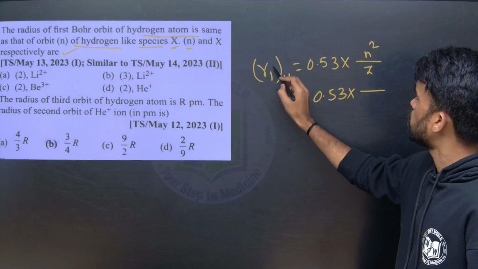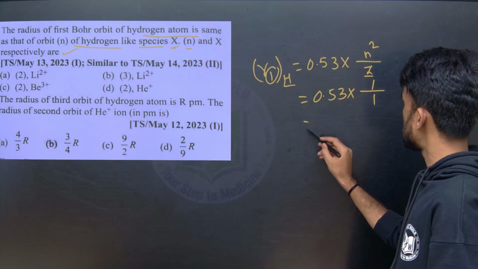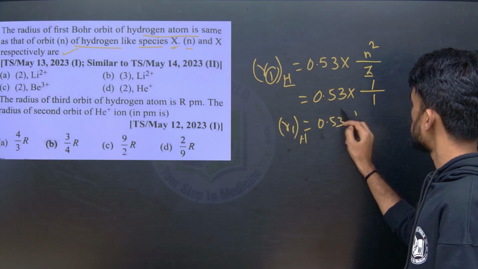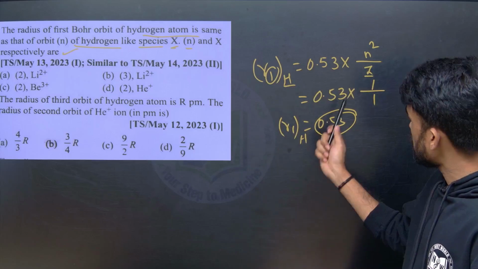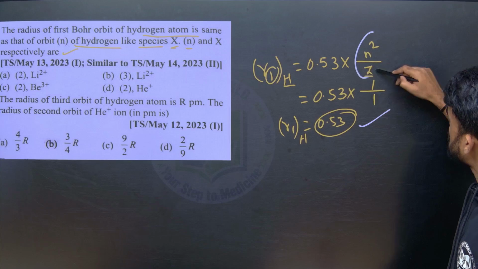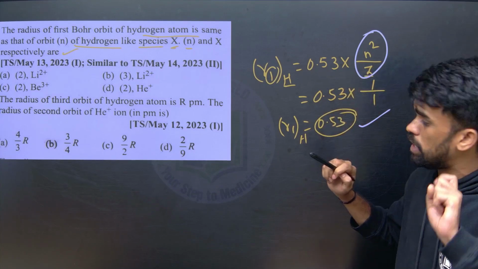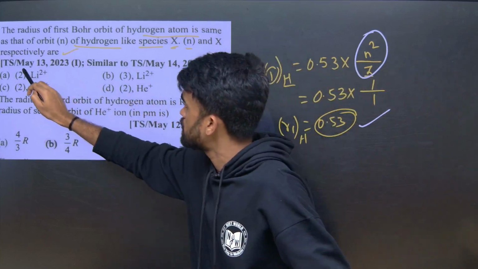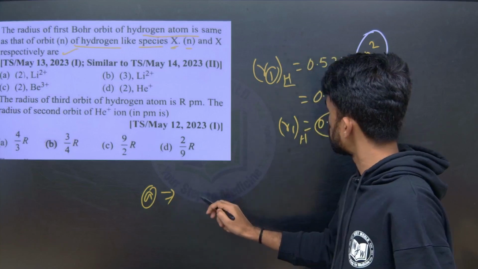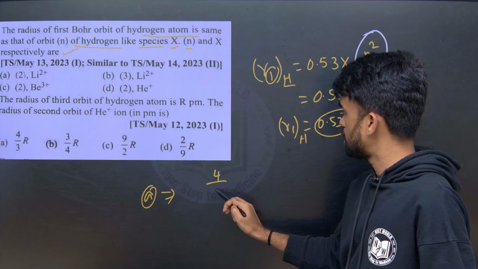What is the n value they mentioned? First, 1. What is the hydrogen atom's atomic number? That is also 1. So 0.53 is the value for the radius of first Bohr orbit of hydrogen. This value should be the same for which option? It means this n square by Z ratio should be the same, equal to 1. In option A, the n value is 2, so 2 square 4, by the atomic number of lithium plus, which is 3.